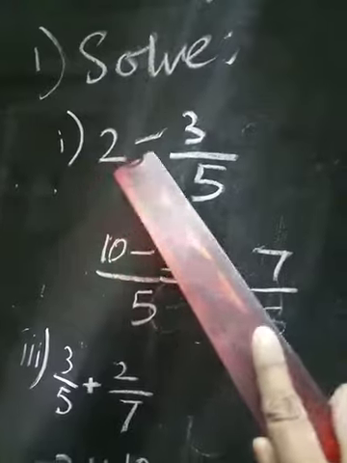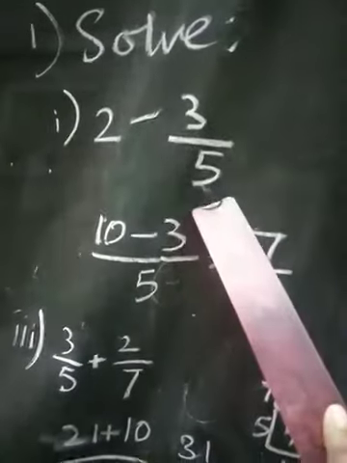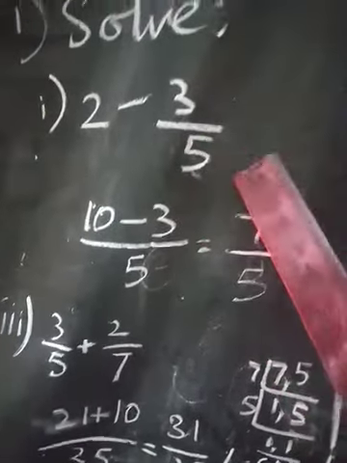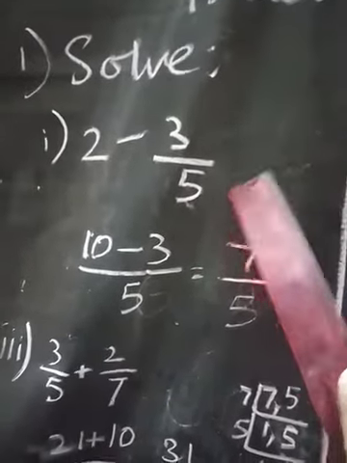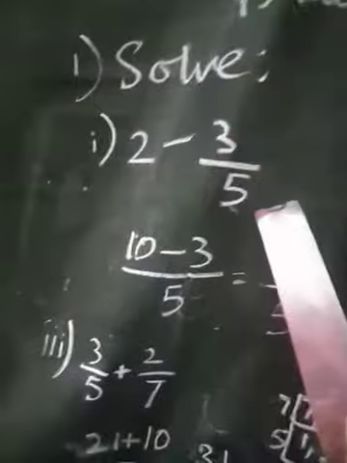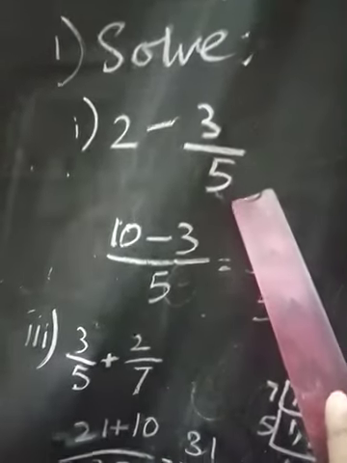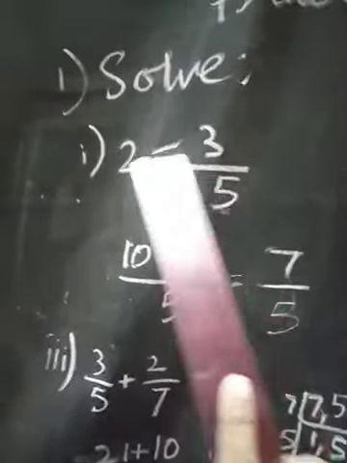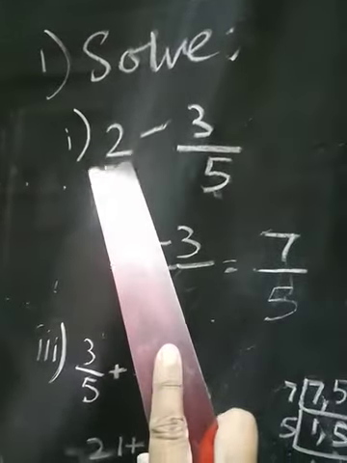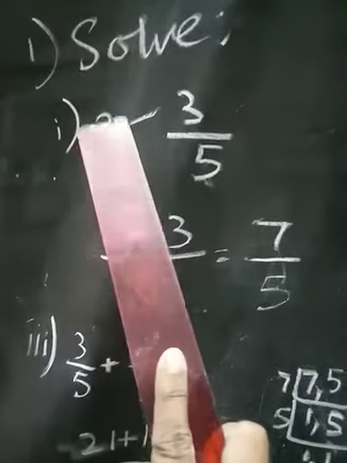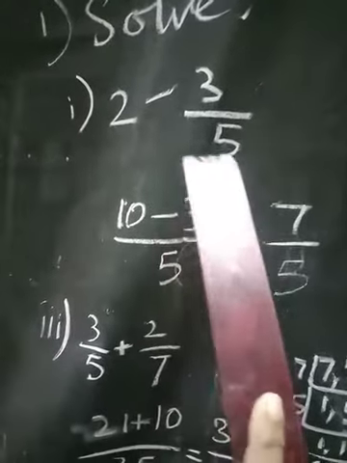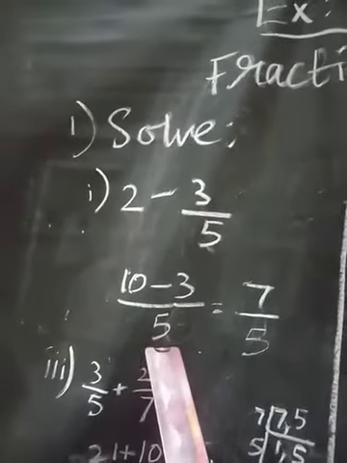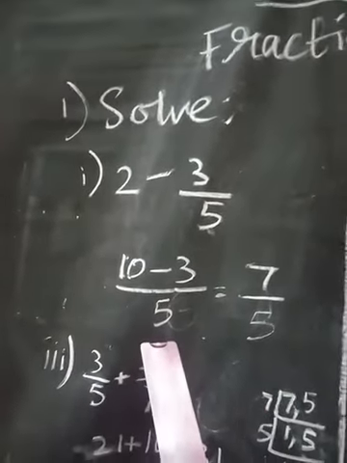First one, 2 minus 3 by 5. Here you can see one whole number and one fraction number is given. So let us see how to subtract these two numbers. Okay students, first thing what we have to do, here it is 5 and if the number is not there, we have to consider that as 1. So the LCM of 5 and 1 is 5. You have to write the LCM number commonly in the denominator.